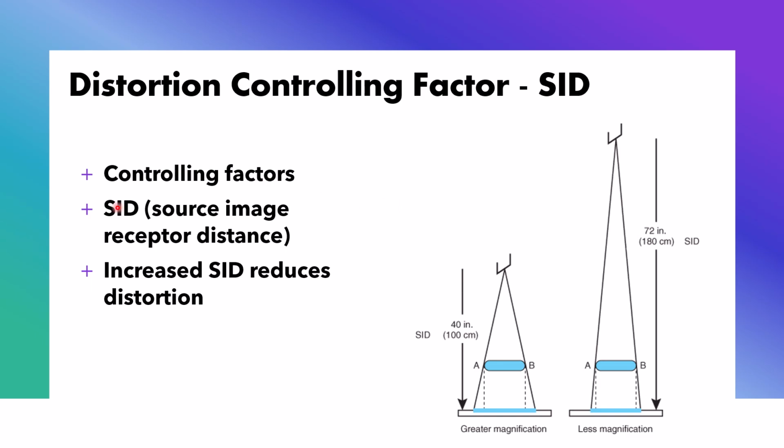So controlling factors: SID, source interceptor distance. What I want you to remember is increasing SID reduces distortion. And you can look at that here because here the actual object is more like the image you see. Here the object is smaller than the image you see because it has a shorter SID.